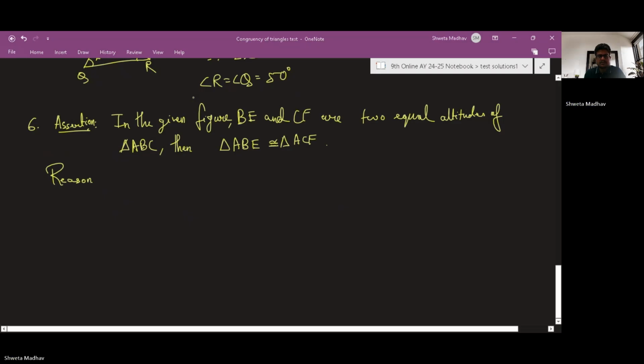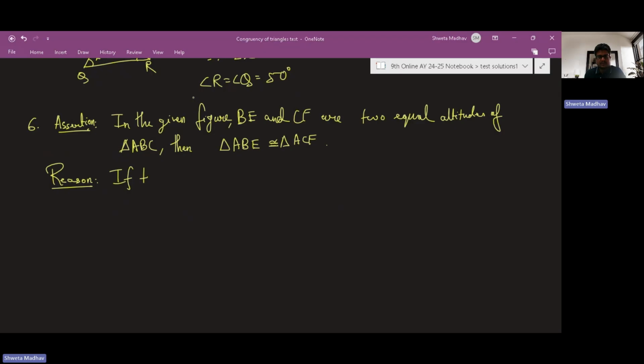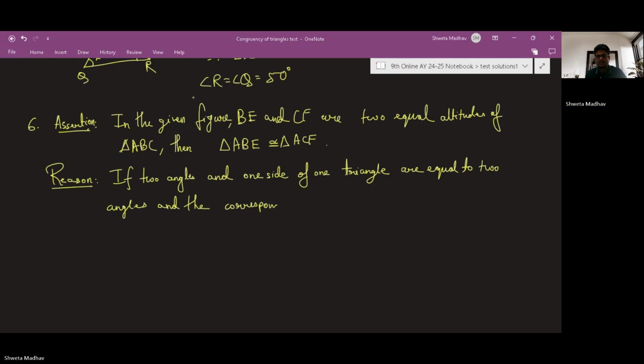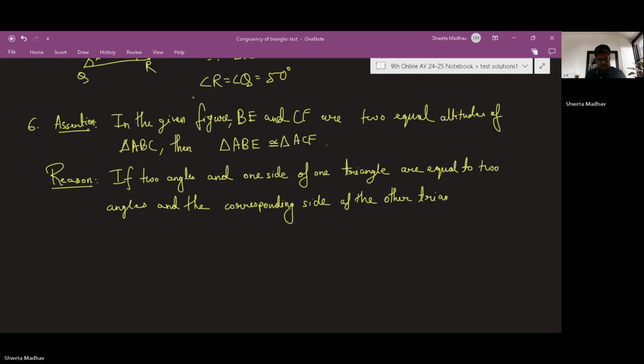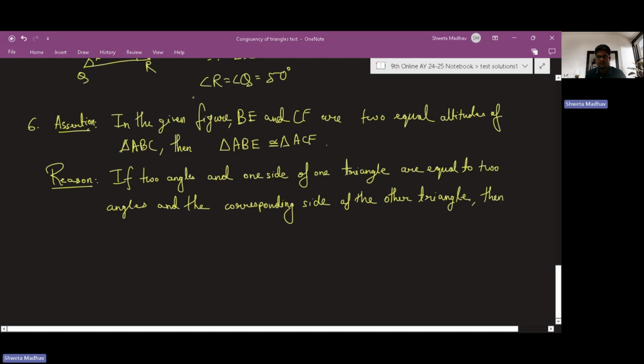Then the reason is: if two angles and the corresponding side of one triangle are equal to two angles and the corresponding side of the other triangle, then the two triangles are congruent.